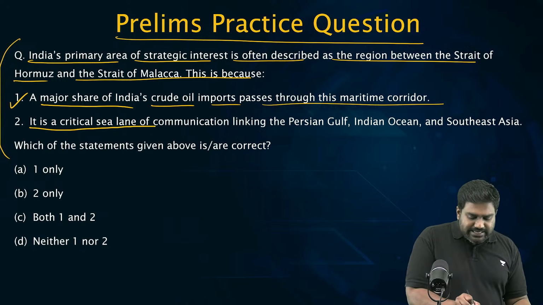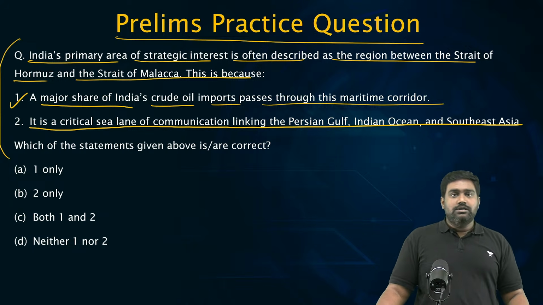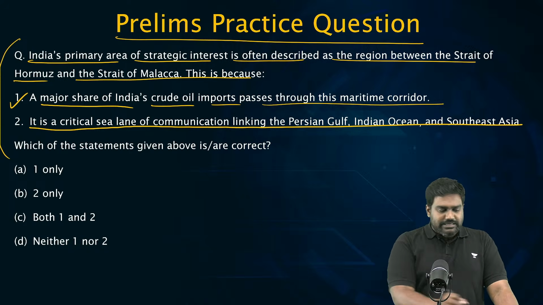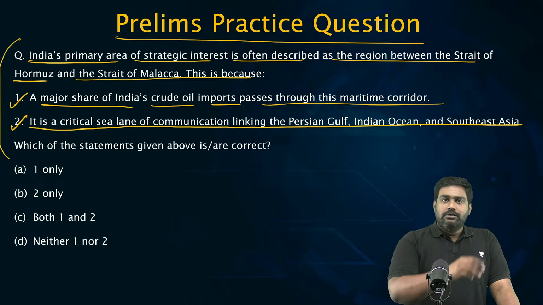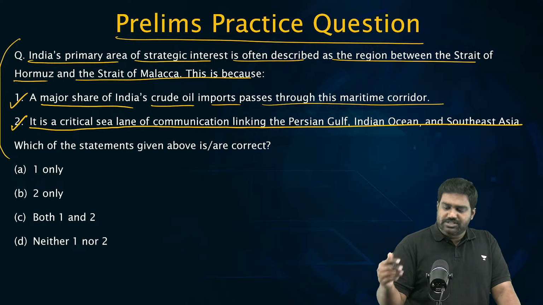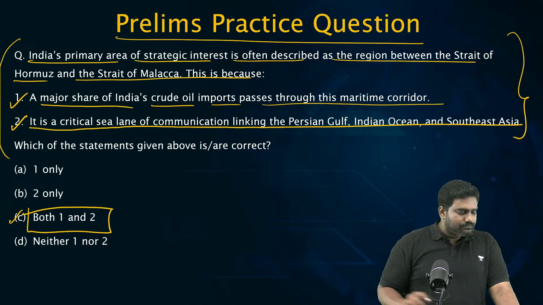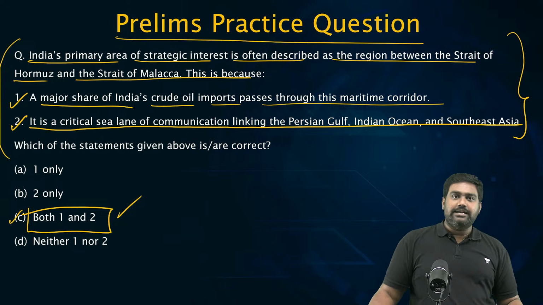It is a critical sea lane of communication linking Persian Gulf, Indian Ocean, and Southeast Asia. This again is correct. From Hormuz to Malacca, don't you think these choke points are connecting Persian Gulf with Indian Ocean and Southeast Asia? This is also correct. Both 1 and 2. Option C is the right answer.